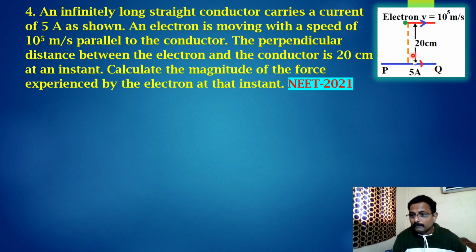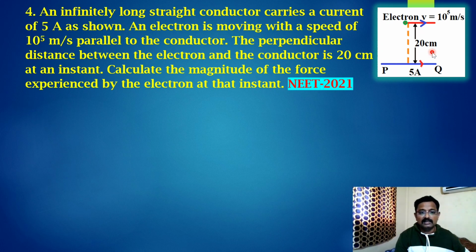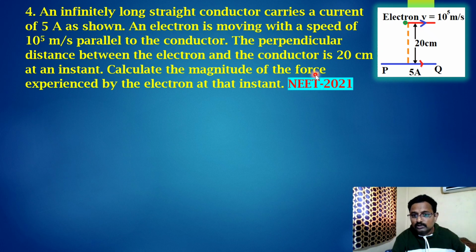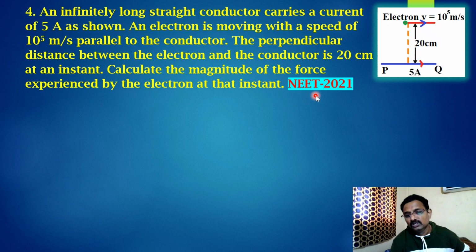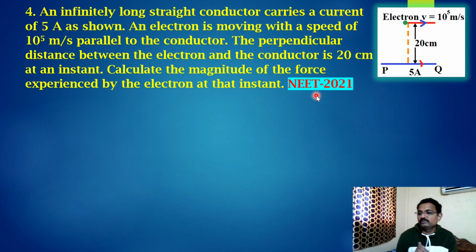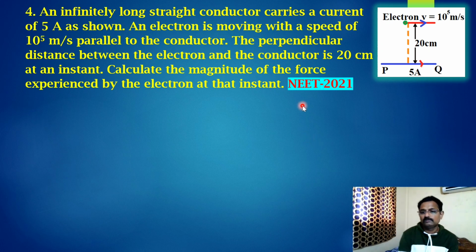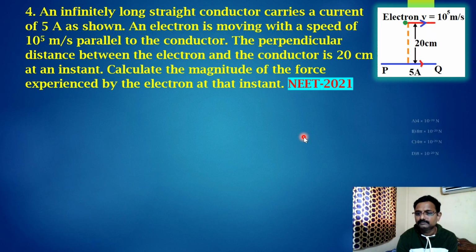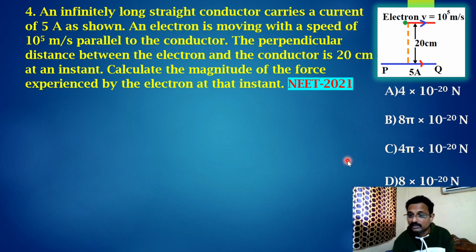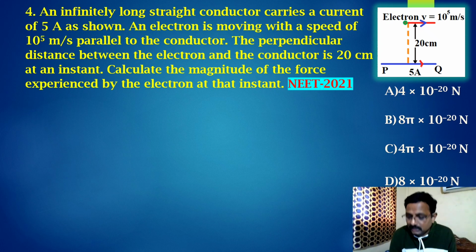See here, the perpendicular distance between the electron and the conductor is 20 centimeter, at an instant. Calculate the magnitude of the force experienced by the electron at that instant. So we have to calculate the magnitude of force experienced by this electron due to this current carrying conductor PQ. It was given in NEET 2021. Here are the options. From these options we have to identify the correct answer.